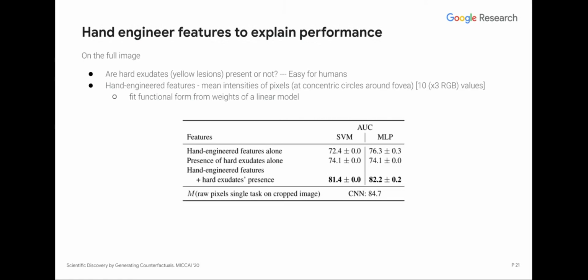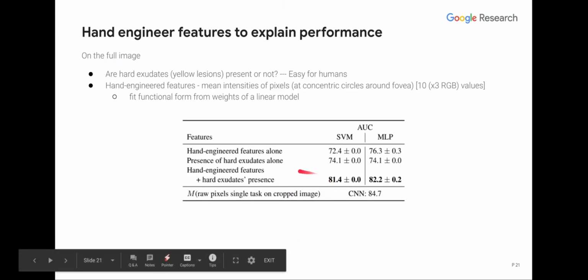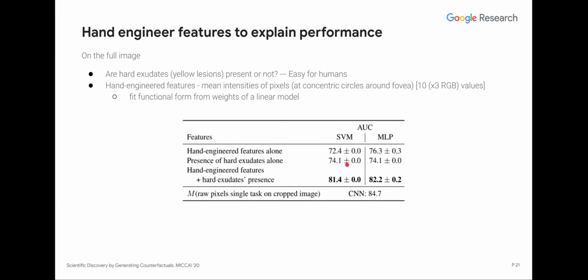We then hand engineered features based on these observations to train a simple classifier that fully accounts for the performance of the deep convolutional model. Specifically, we use one binary feature to determine whether or not hard exudates are present in the image. This feature alone gives a performance of about 0.72 to 0.74 AUC. Next, we also compute average intensity values of 10 concentric circles around the fovea and use these 30 features. This gives between 0.72 to 0.76 AUC.